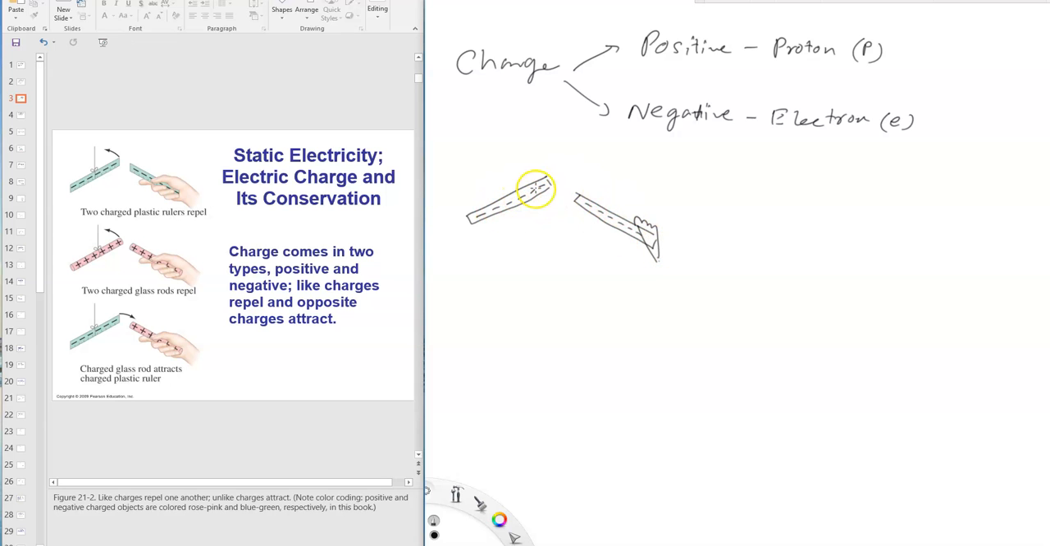So these are like charges, right? They both are negatively charged. This one is hanging by a thread, so it's free to rotate. When you bring the second equal charge close to this one, it's going to move away. The second diagram shows the same thing. This time we have a positively charged ruler, and you're bringing another positively charged object. It's going to repel, pushing the other one away. Equal charges repel. But if you bring a positively charged object to the negative one, opposite charges, there's attraction.